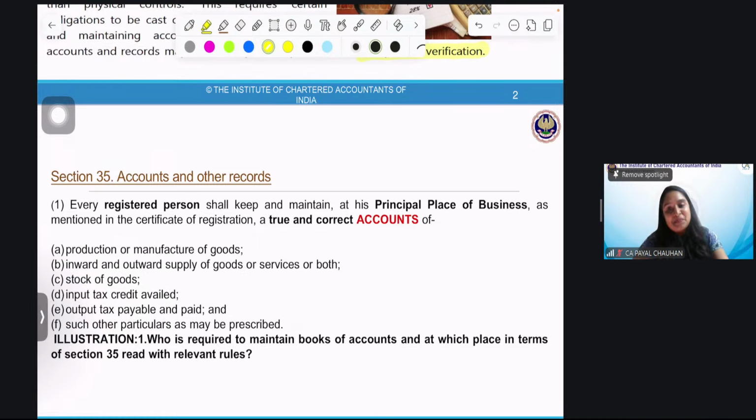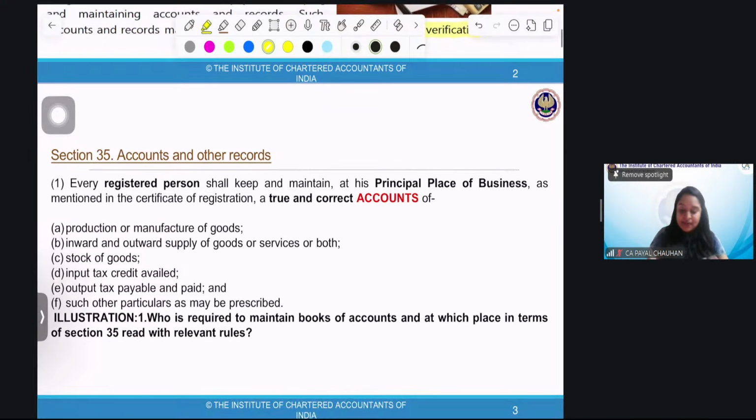So, perfect. Now, section 35 says maintenance of accounts and other records. Please make sure you understand.